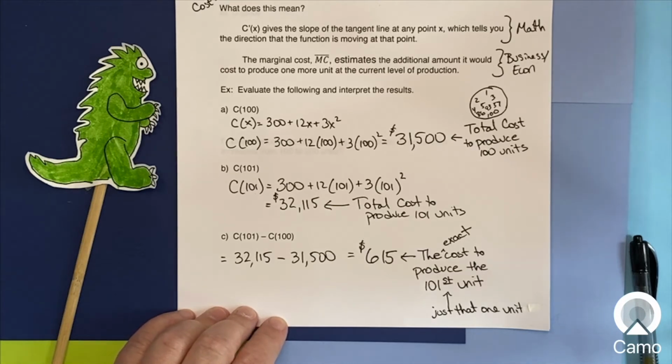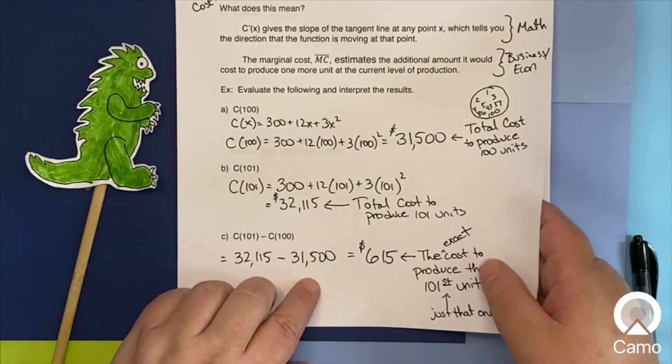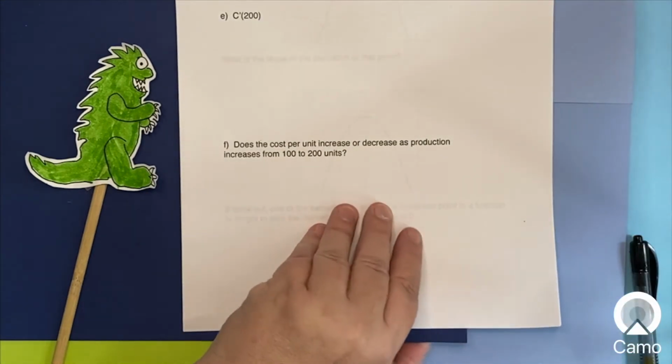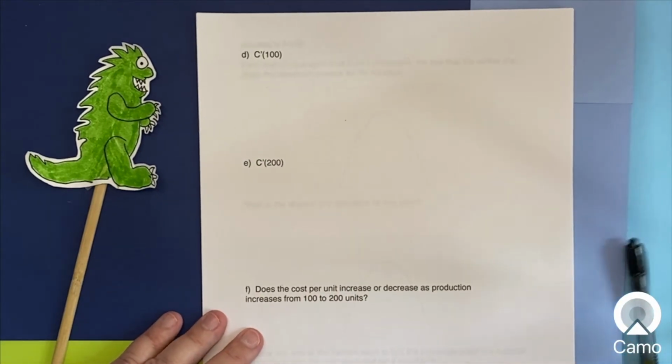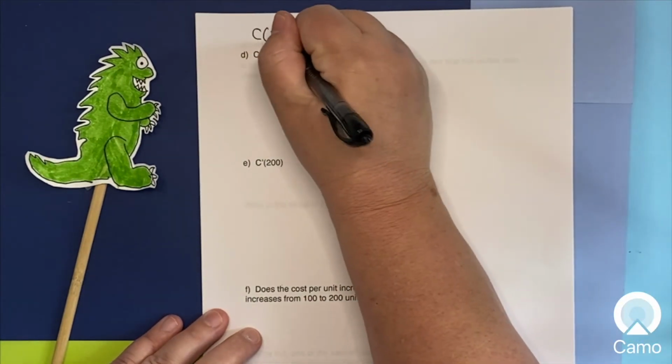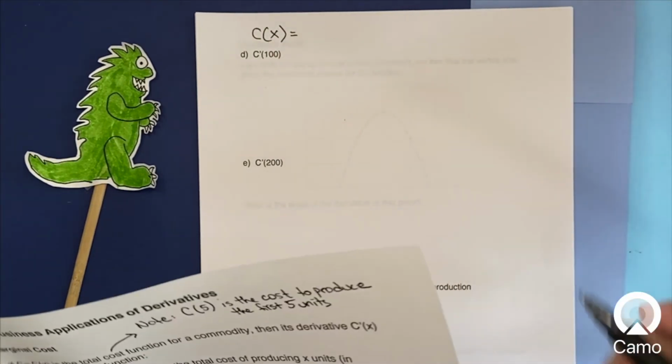The next question I would like you to answer is, and let me remind you, C of x was equal to, where is it? Let me make sure I've got this. 300 plus 12x plus 3x squared. And the first derivative is 12 plus 6x.